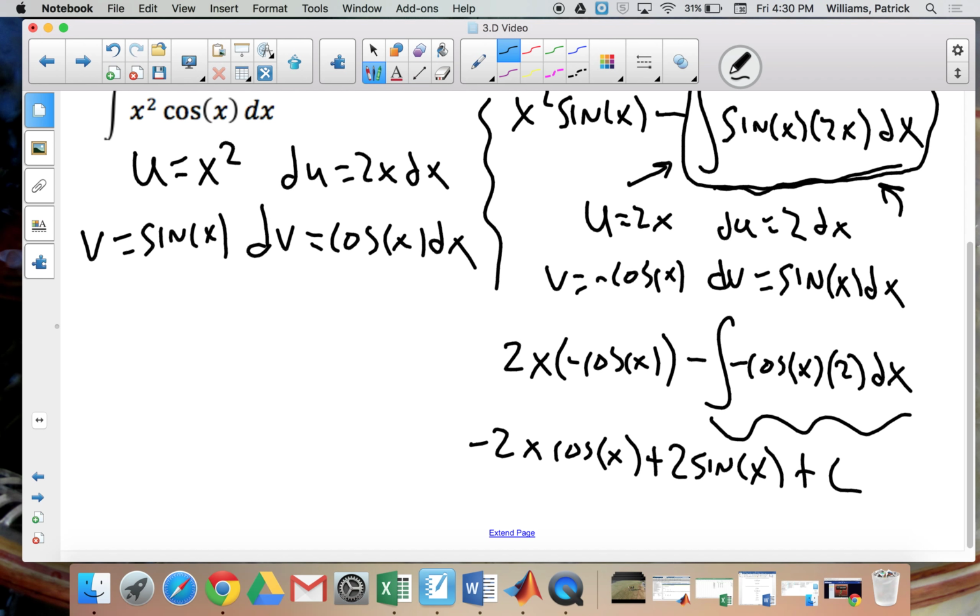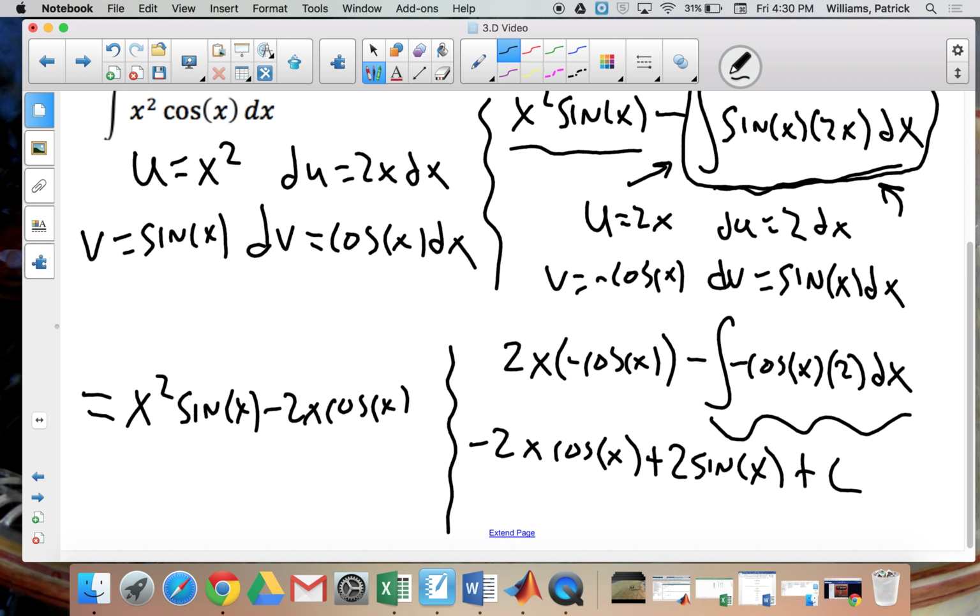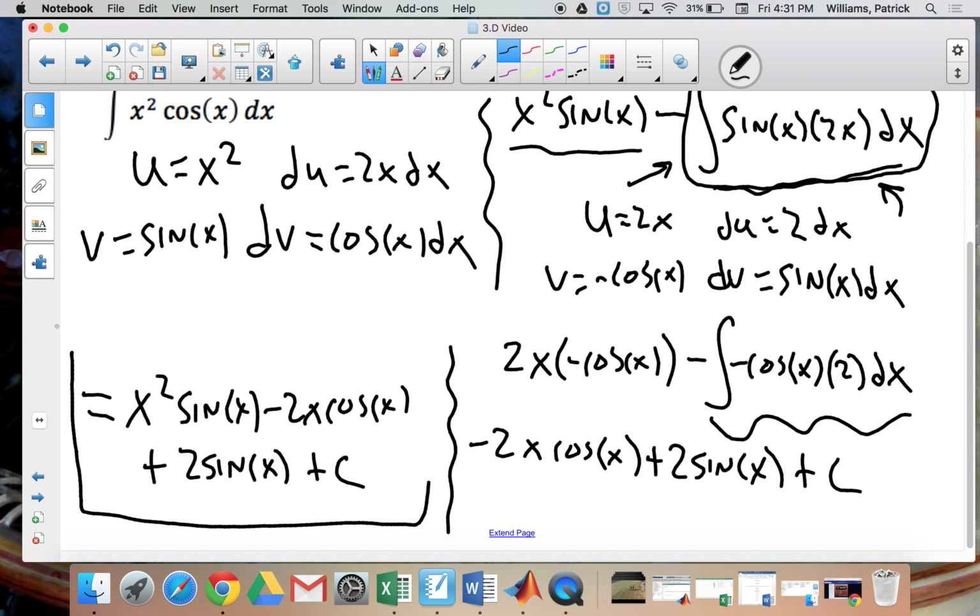So if we want the entire solution, we've got to add this x squared sine of x. So it'll be x squared sine of x minus 2x cosine x, I'm running out of room here, plus 2 sine of x plus c. Whew, all right, that's a big one. Remember, if we take the derivative of this, we'll end up getting just what the regular function was to begin with. But we forgot one thing.